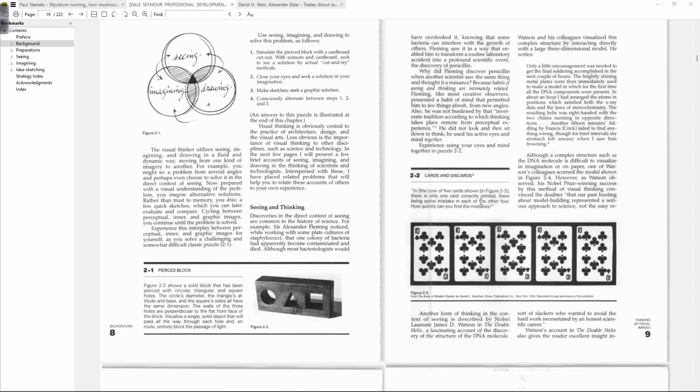In the row of 5 cards shown, figure 2.3, there is only one card correctly printed, there being some mistake in each of the other 4. How quickly can you find the mistake? Let's see if we can find the mistake.